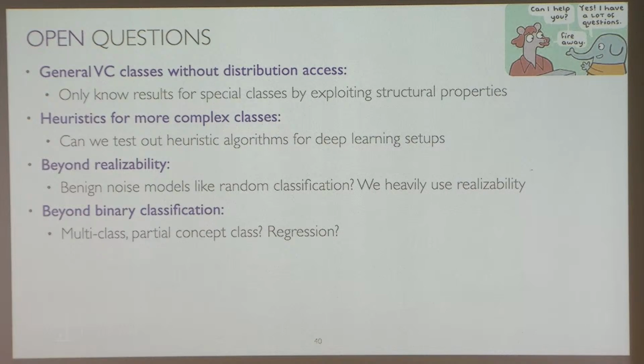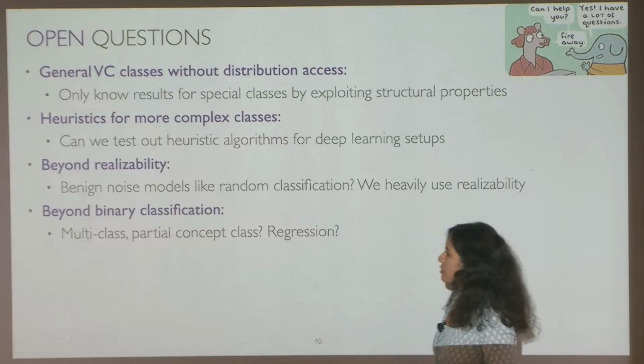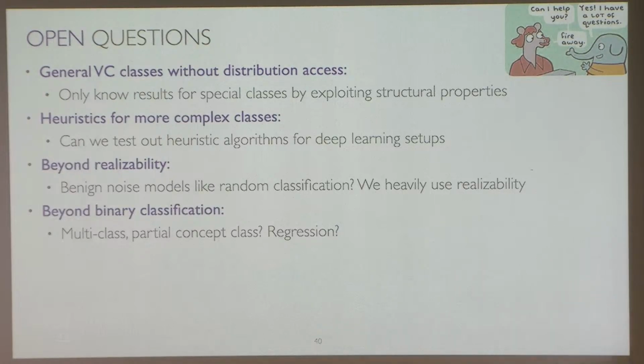And then binary classification is very simplified. Maybe multi-class, partial concept class, or regression would be a more interesting setting to study. And what the complexity of this problem is in these is not clear. Technically, the reason why we can hope for multi-class and partial concept is that this doesn't use uniform convergence explicitly, because it's actually computing all these shattering things. So maybe it can extend to those settings.